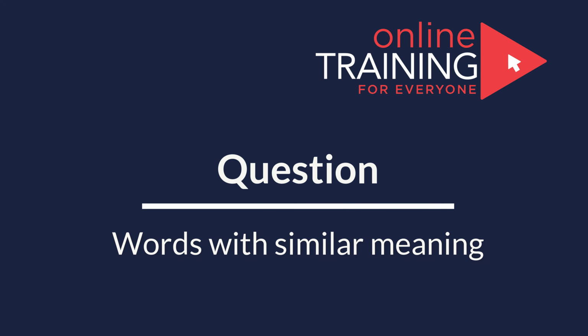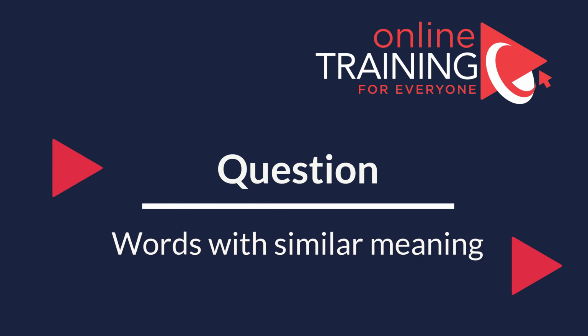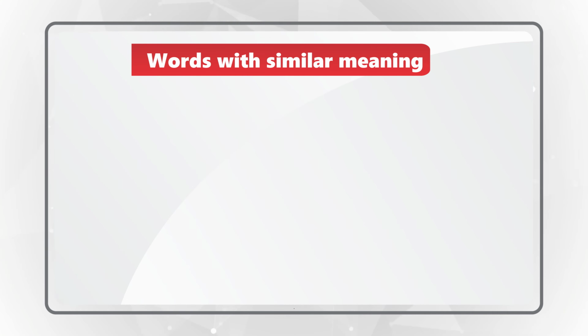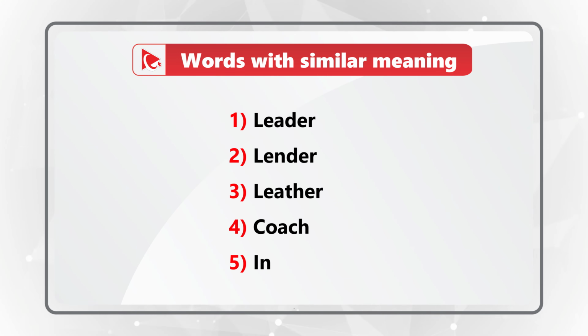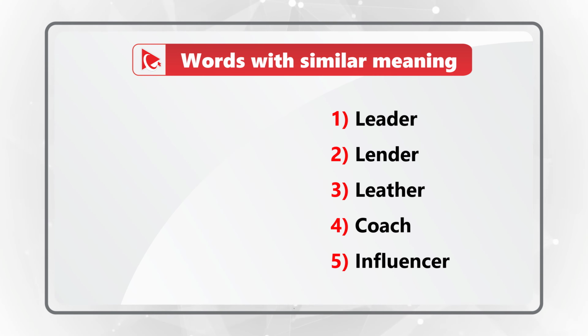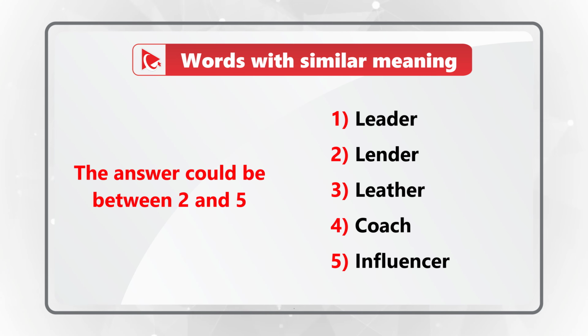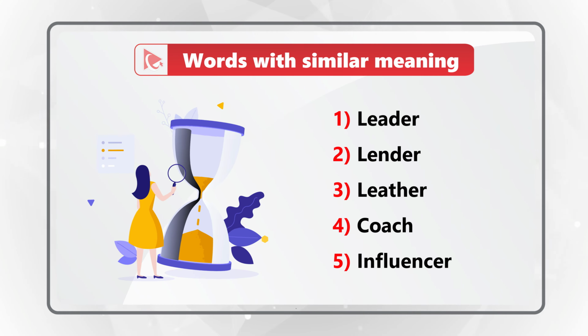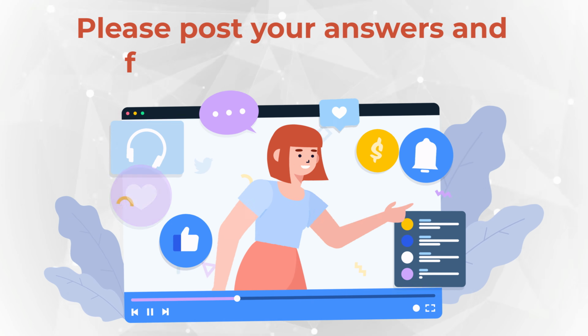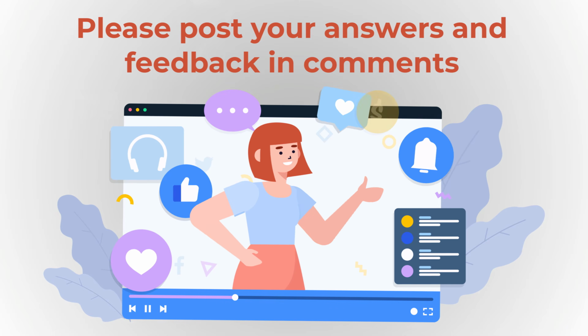Here's an interesting question for you to practice. You need to identify all the words with similar meaning, and you're presented with 5 different words. The words are leader, lender, leather, coach, and influencer. Do you see the answer? Keep in mind that there could be between 2 and 5 answers. So make sure to give yourself a little bit of time to process this question. And when you're ready, please make sure to post your answer in comments. Thanks for participating and good luck.